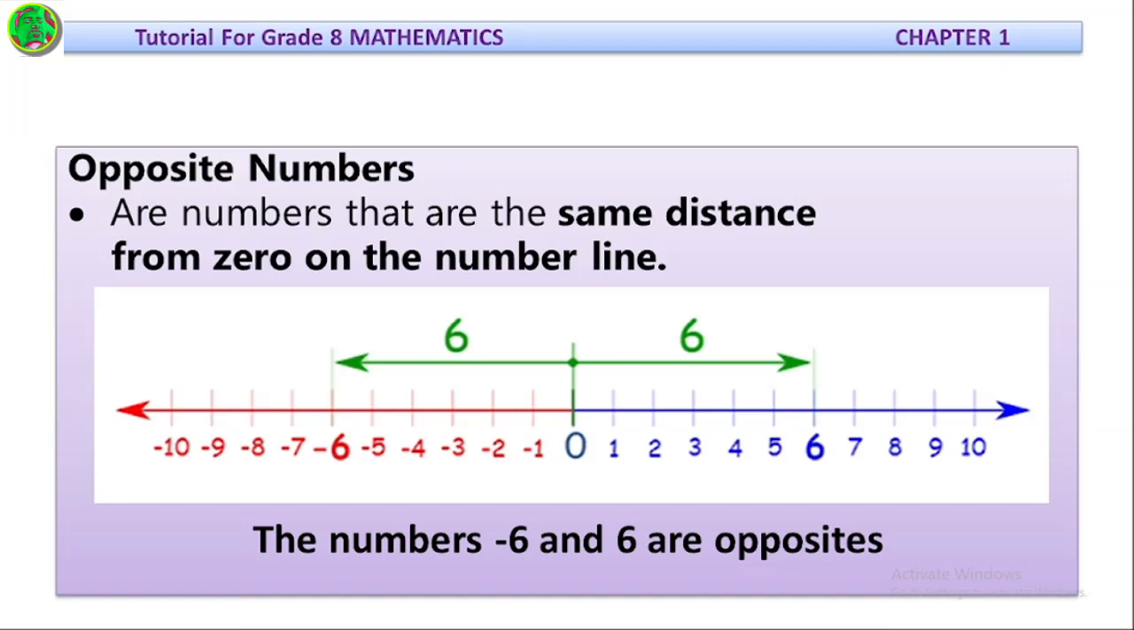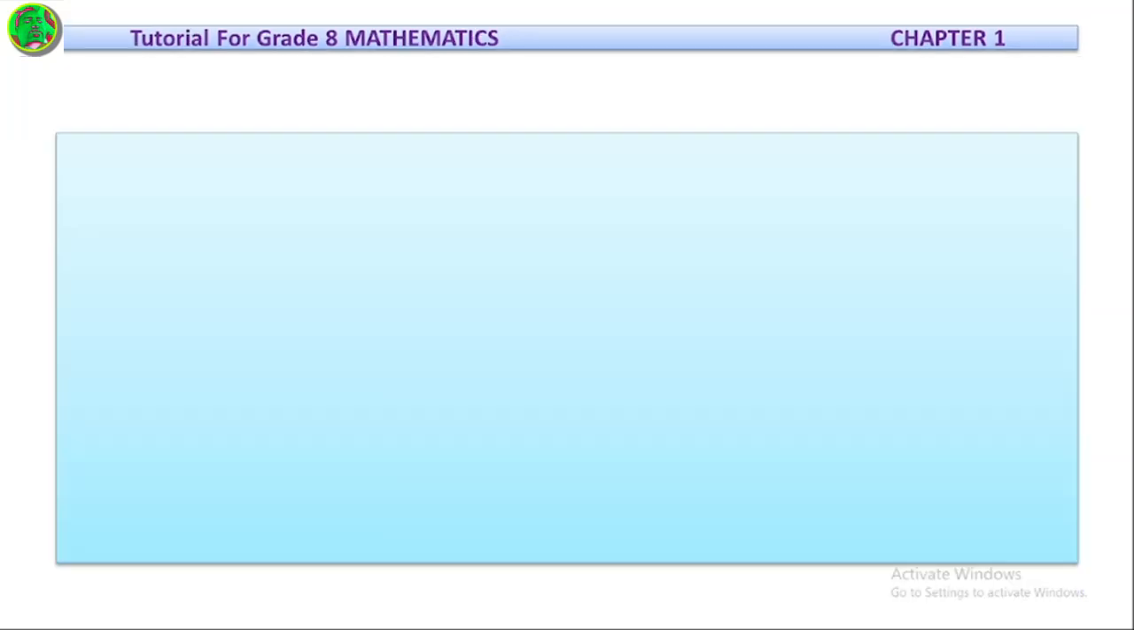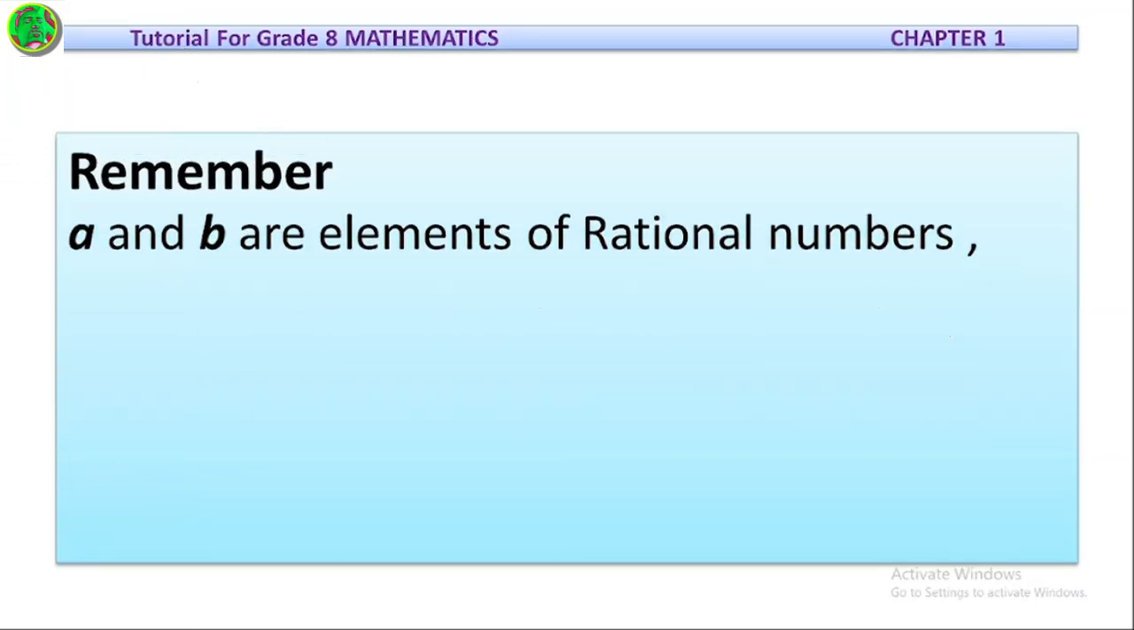ምን እያለ ነው? ከዜሮ አሁንም በእኩል ርቀት የሚገኙ ፖዚቲቭ 6 ከዜሮ በቀኝ አቅጣጫ፣ ኔጌቲቭ 6 ከዜሮ በግራ አቅጣጫ የሚገኙ ሁለቱንም ብንቆጥራቸው 6 ዩኒት ነው የሚኖራቸው። ስለዚህ እነዚህን ቁጥሮች ተቃራኒ ቁጥሮች ናቸው ብለን እንወስዳለን ማለት ነው በፍቺው መሰረት። Remember, A and B are elements of rational number.